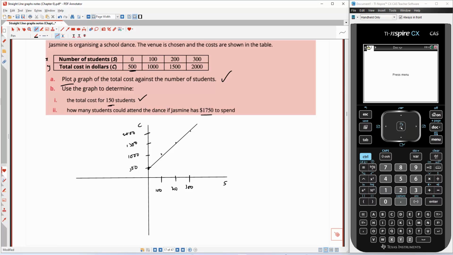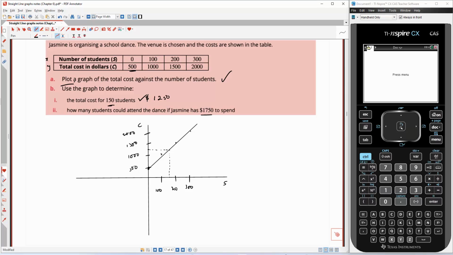So here's 150 students in the middle. So what we'll be doing is going up, and where we hit the graph, we go across. And we can see that the middle of these values here is going to be the middle of these values here. So the total cost for 150 students is going to be $1,250. Okay, so in the middle of 1,000 and 1,500.